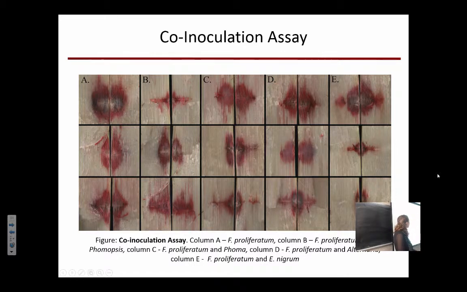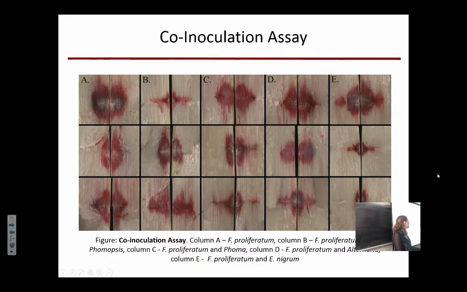And so, based on the naked eye, I thought that maybe there would be a significant difference. And I used the ImageJ software to calculate the approximate area of the lesion sizes in all of my samples throughout the 3 trials. And based on analysis of variance and Student's t-test, I didn't find any significant difference between the co-inoculations and the Fusarium proliferatum by itself.